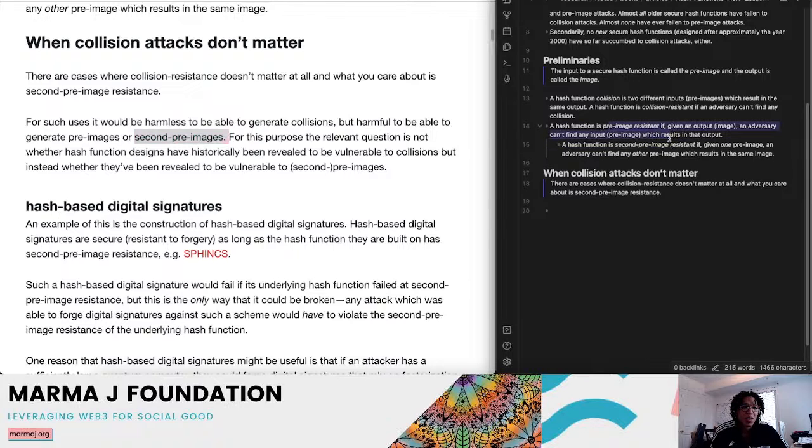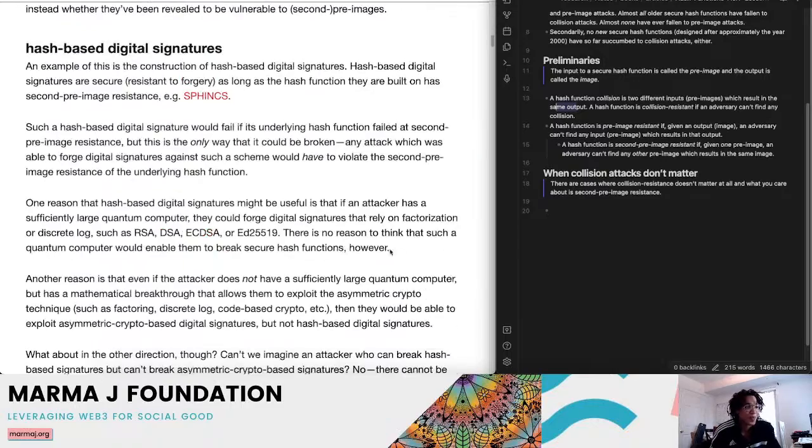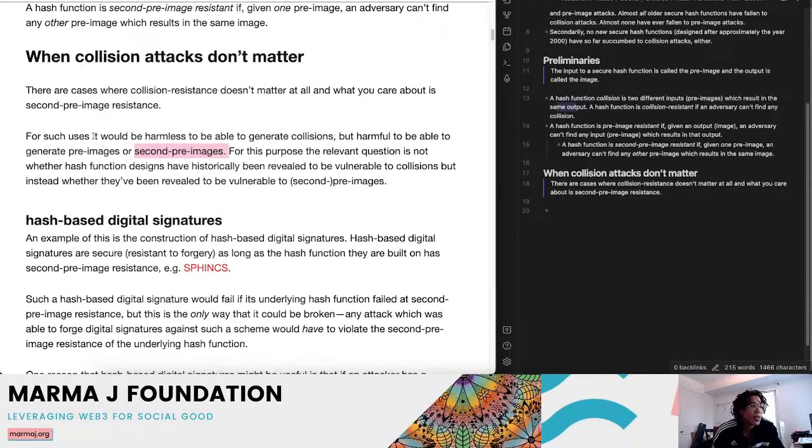Given an output, you can't find any input, which means you're giving someone... It's okay if someone brute forces and finds multiple pre-images to that same output, but you don't want them to be able to generate multiple pre-images to the same output. Interesting. For such uses, it'd be harmless, but may be harmful to generate a pre-image or second pre-image.